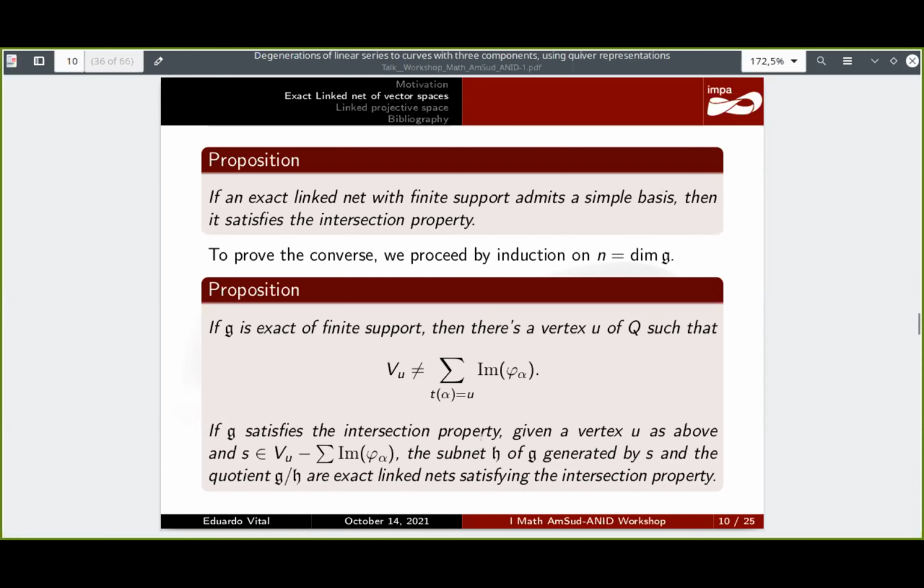We obtain a simple base for H. We obtain a simple base for the quotient. And you can verify that the union of a simple base of H with the lift of the simple base of this quotient is a simple base of G, right? This proposition is quite hard to prove, and the most difficult part is to prove that this quotient representation is exact and satisfies the intersection property, right? With this, we prove the theorem.